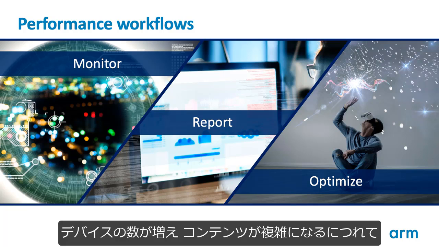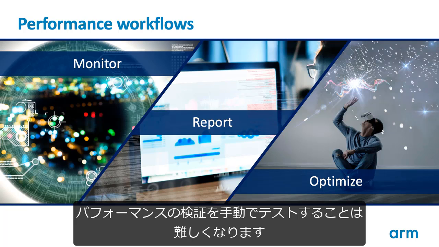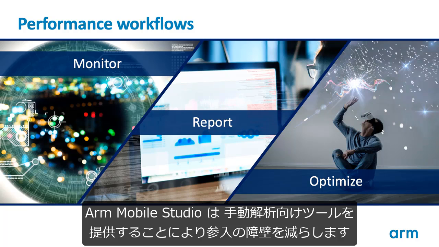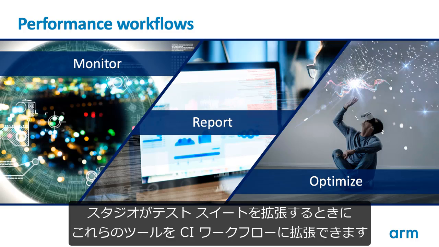As devices get more numerous and content gets more complicated, relying on manual testing for validating performance might not be sustainable. Arm Mobile Studio reduces the barrier to entry by providing tools for manual analysis, but with the option to extend those tools into a CI workflow as studios expand their test suites.